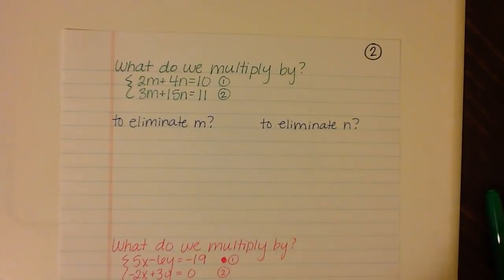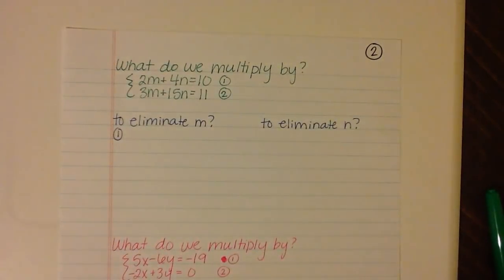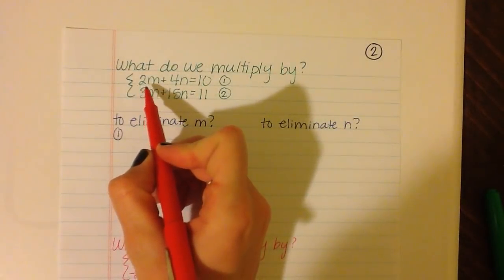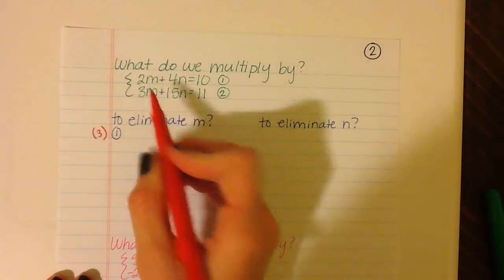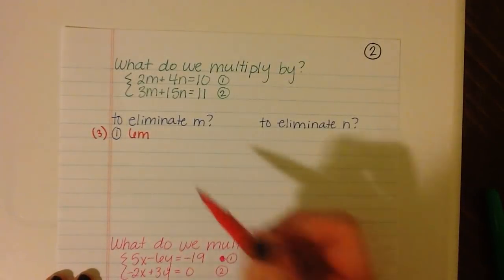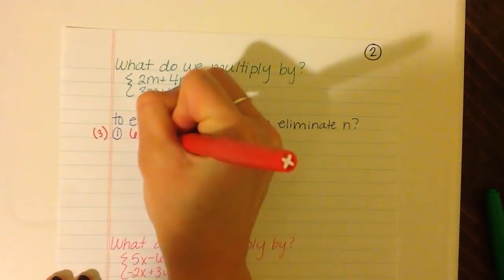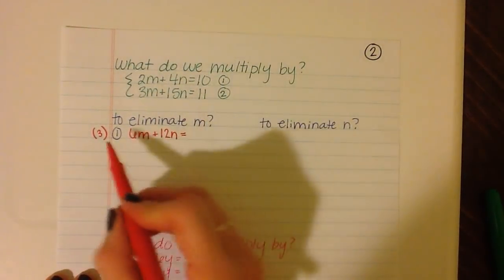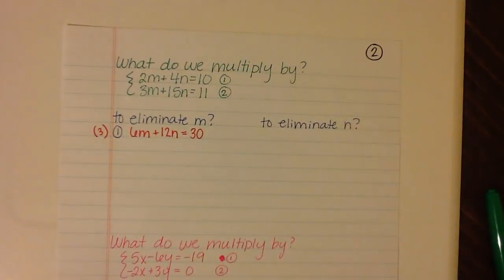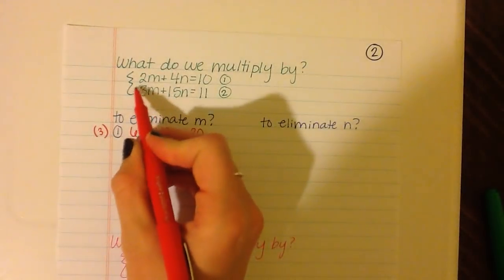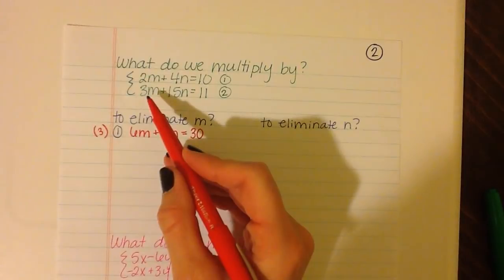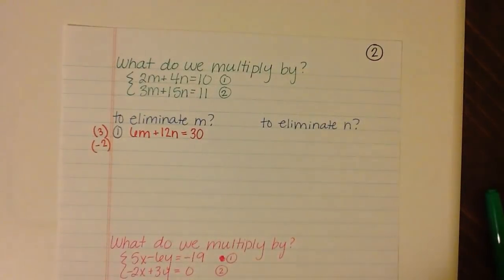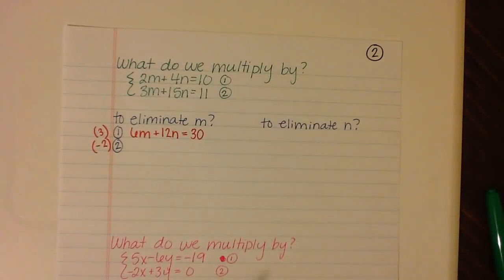So our common multiple, let's go with 6. That'd probably be easiest. Let's make the first one positive 6. If we want to make 2 a positive 6, we have to multiply the whole thing by positive 3. So we have 2m times 3 is 6m, 4n times 3 is 12n, and that's going to equal 10 times 3, which is 30. Now, if we want the positive 3 to be a negative 6 to eliminate it, we have to multiply the whole second equation by negative 2.